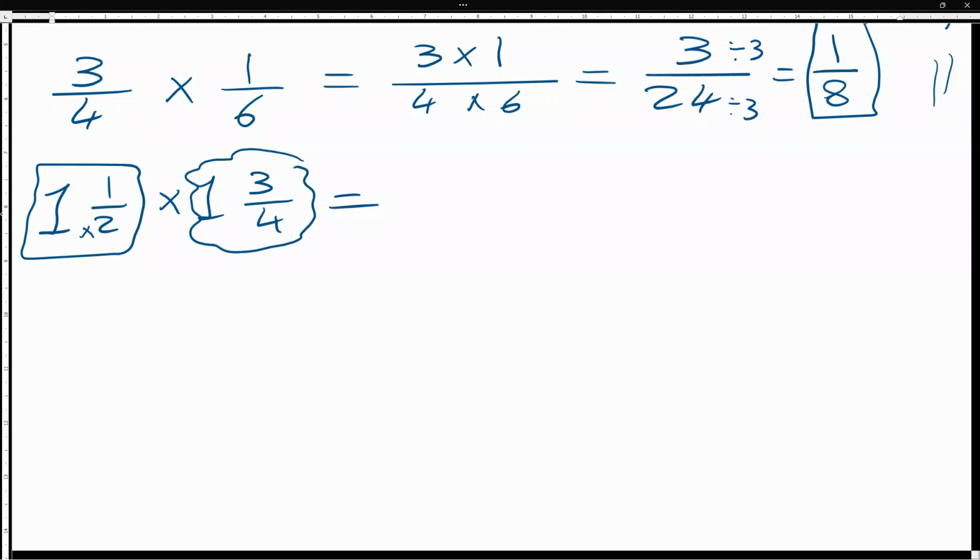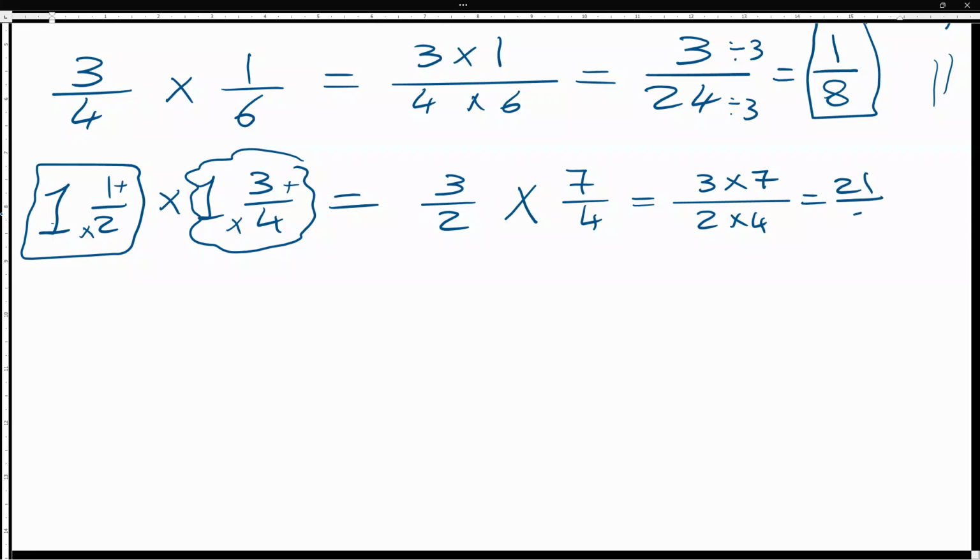So I'll multiply by the bottom and add the top. 1 times 2 is 2 plus 1, so this is 3/2, times 1 times 4 is 4 plus 3, 7 out of 4. Then from here, I'm going to multiply as normal. 3 times 7 divided by 2 times 4, which is equal to 21 divided by 8. You can stop here, or you can say, okay, how many 8s in 21? 2, remaining 5 out of 8. Well done.